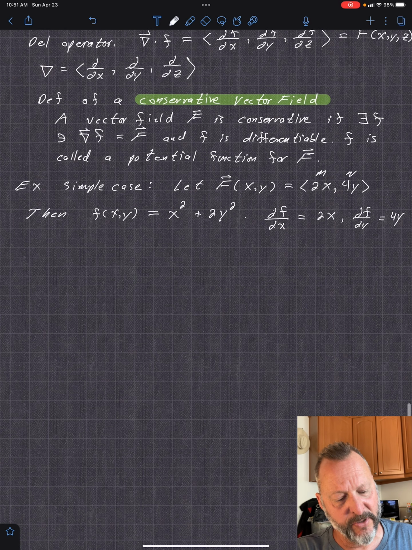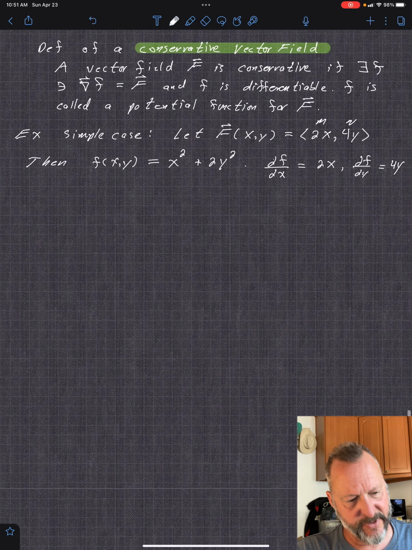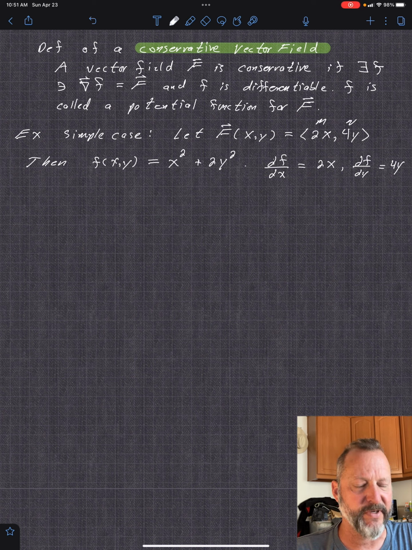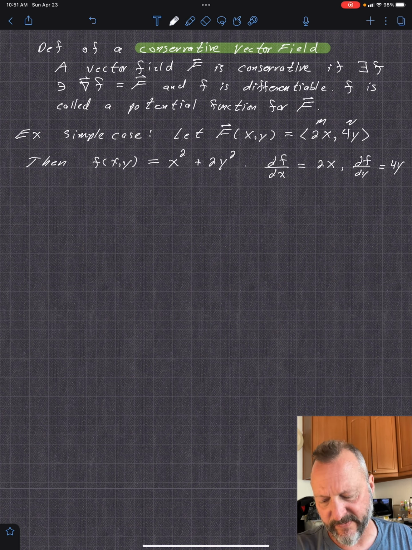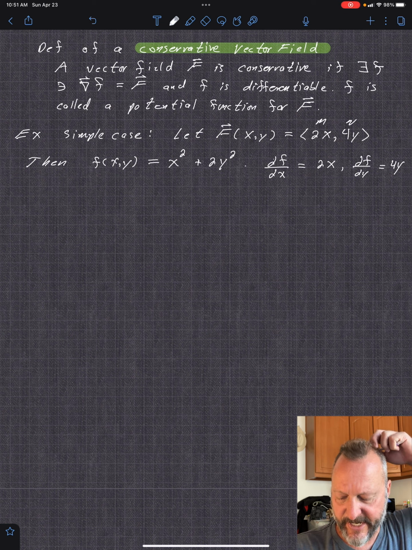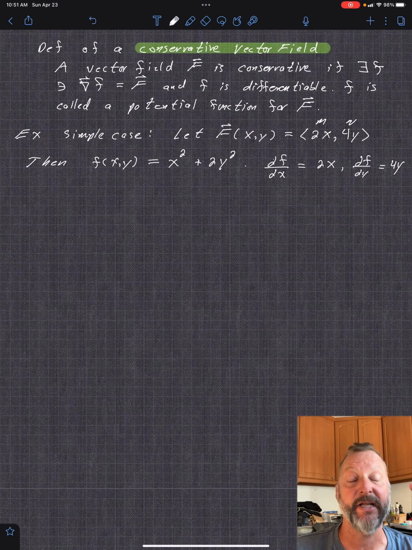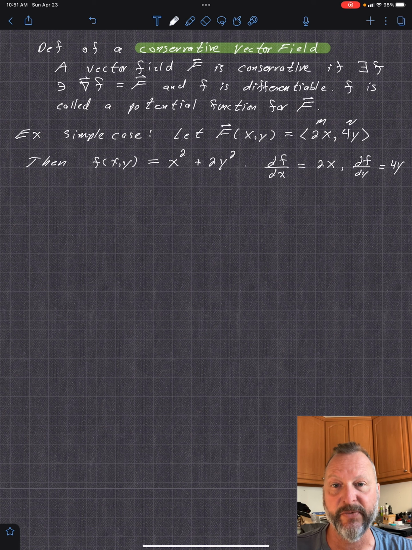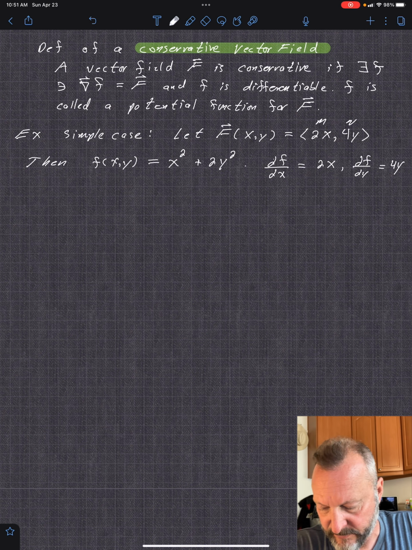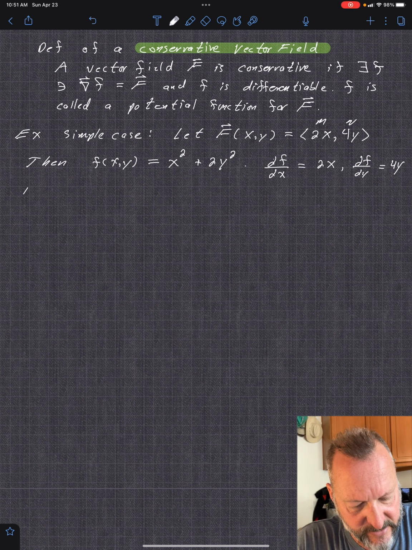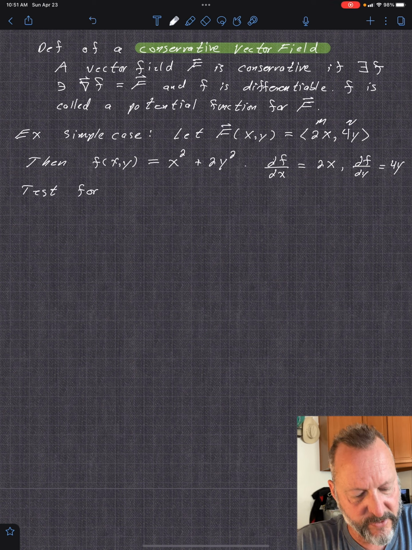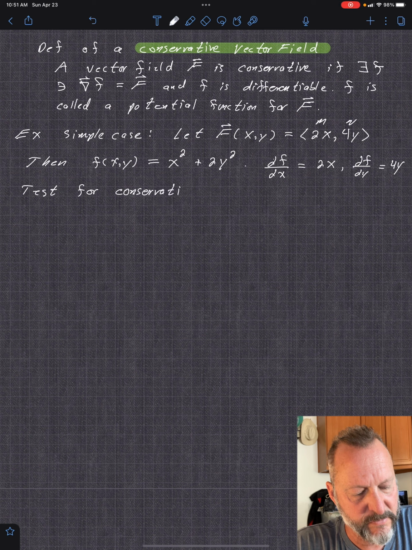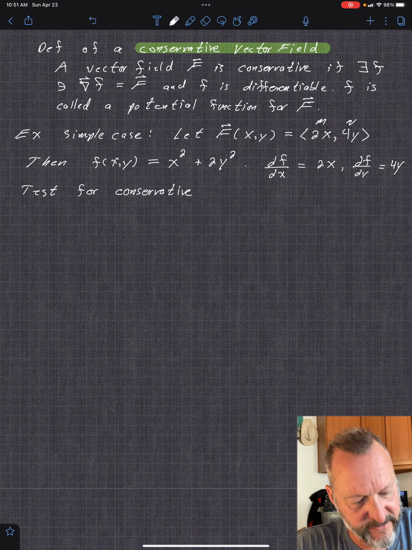All right, so let's continue. We won't have to guess. We're going to develop a method to do that. Let's do tests for conservative vector fields in 2D. If a vector field is conservative, then it has a lot of other properties that we can establish. So this is the test for conservative vector fields.